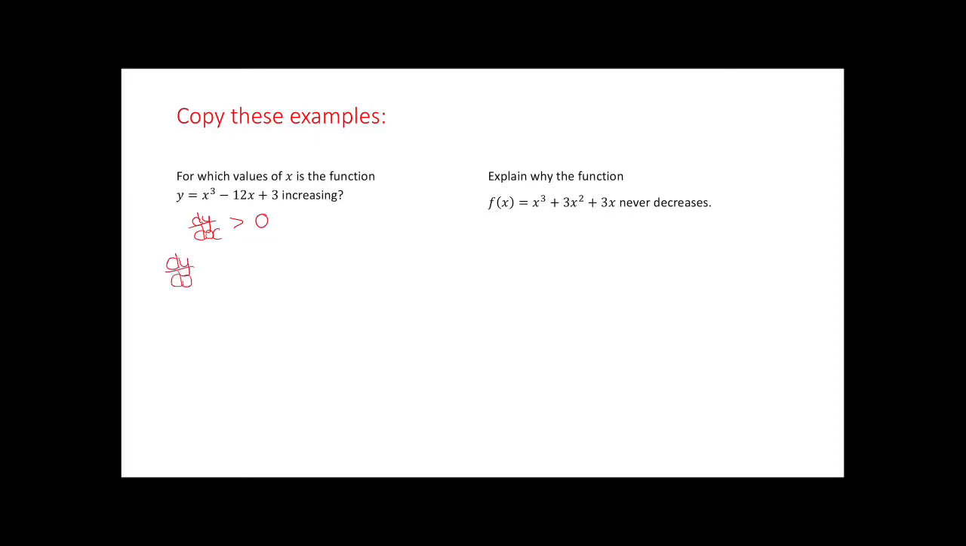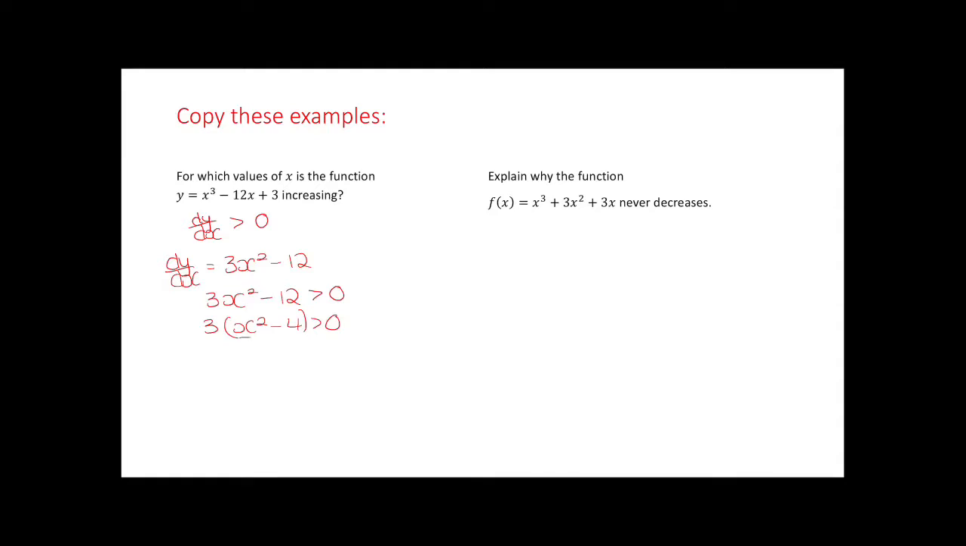So we need to find dy by dx. dy by dx is 3x squared minus 12. Now for that function to be increasing, we're trying to find the values where it's increasing. We're saying that that has to be greater than 0. From there, you then need to factorise it. So remember, always look for a common factor. So take out your 3. We're left with x squared minus 4 is greater than 0.